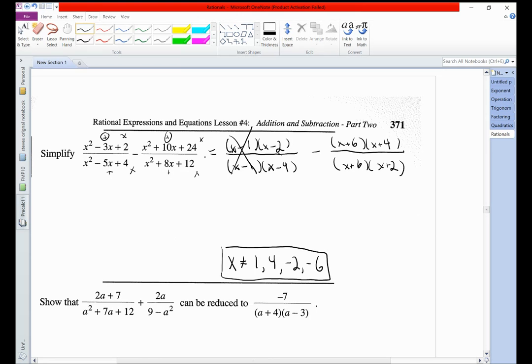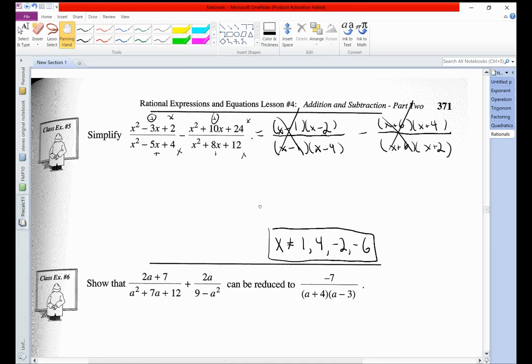Now what we can do is x minus 1 over x minus 1 cancels. X plus 6 over x plus 6 cancels. And we can rewrite our equation as x minus 2 over x minus 4 minus x plus 4 over x plus 2. So now we know that in order to make a common denominator, I need to multiply top and bottom by x plus 2 on this side, and top and bottom by x minus 4 on this side.